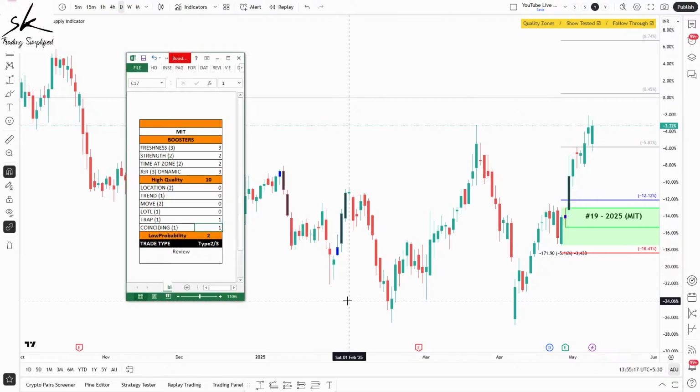Now, the fact remains I'll give you a number of reasons why this is not a valid trade for us, but why I have still picked it as an example. So we'll talk about it as we move forward. Now, the first thing you'll check here is that the quality score is 10 and the probability score is 2, which tells us that this can be done as a type 2 or a type 3 trade.